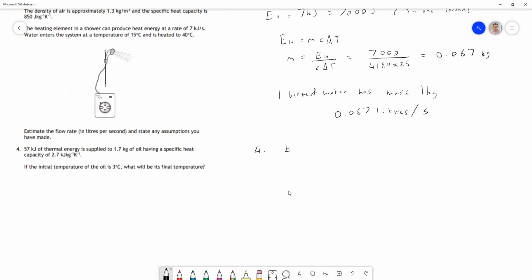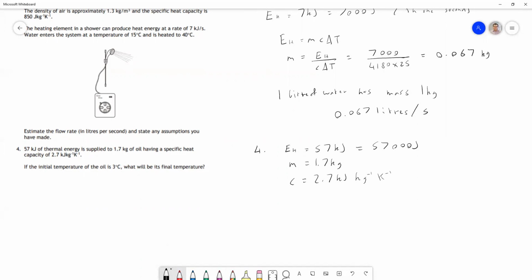First of all, we're given the heat energy in this question. It's 57 kilojoules, which is 57,000 joules. Always convert into joules. And we're told that the mass is 1.7 kilograms. That's great, that's the right units. And we're told that the specific heat capacity is 2.7 kilojoules per kilogram per degree Kelvin.